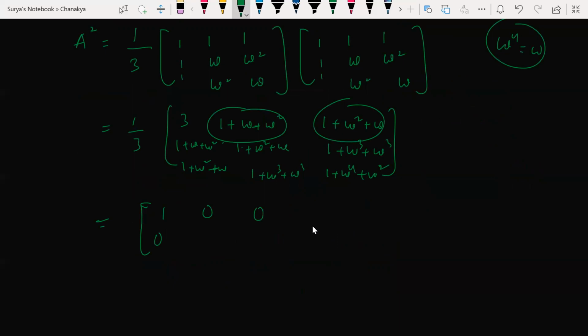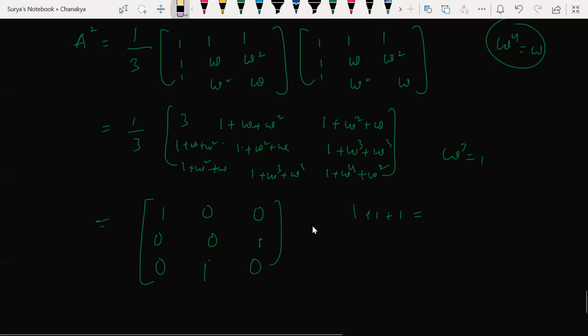This 0, 0. Here this becomes what, beta? 1 plus 1 plus 1. Omega cube is equal to 1 or not? Omega cube is equal to 1. 1 plus 1 plus 3. So 3 by 3 is 1. Multiplying with outside 1 by 3. This becomes 0. Again, 1 plus 1 plus 1 becomes 3. This 3 will get cancelled. You're left with 1. So 0 here. Correct? How many of you understood this matrix multiplication?